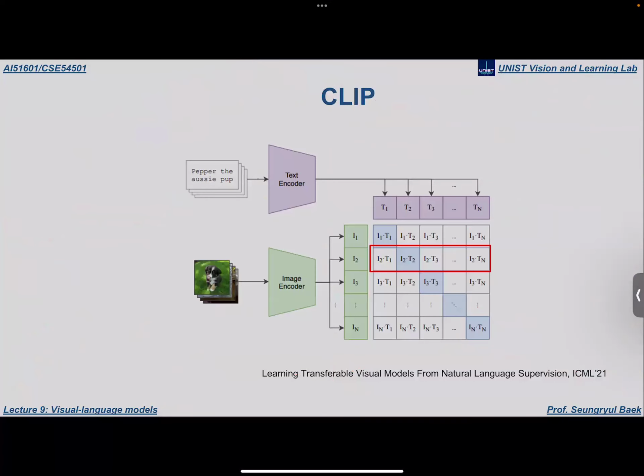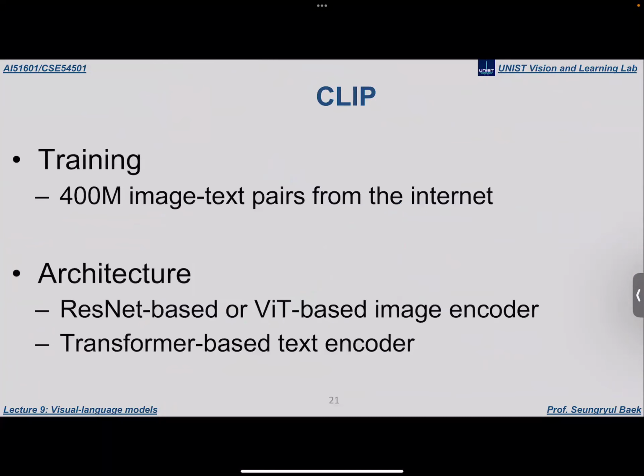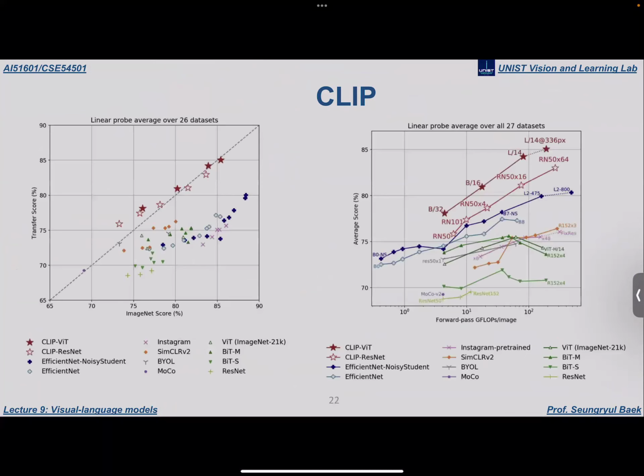So this is the thing for the training. And they are trained using many text and image pairs, using the transformer architecture for both the image and text encoder. And for other characteristics, we will review that from the next class.